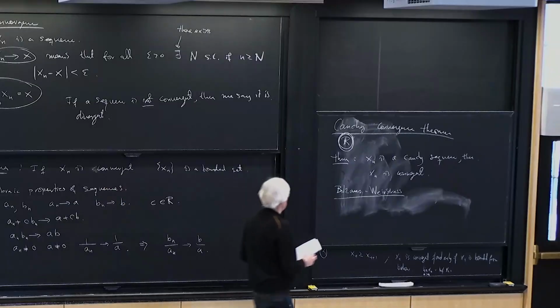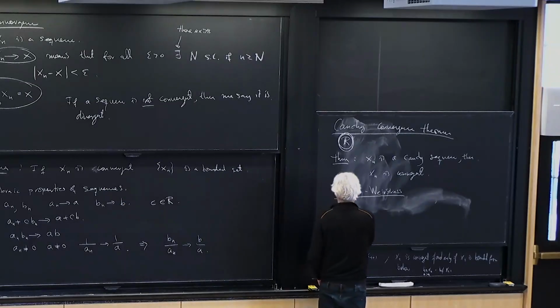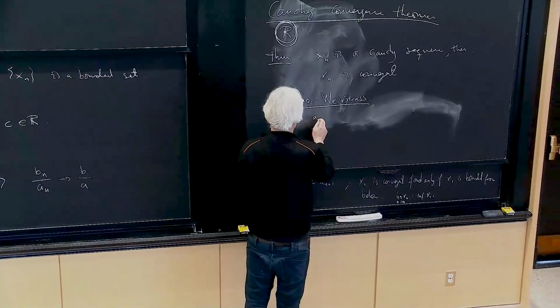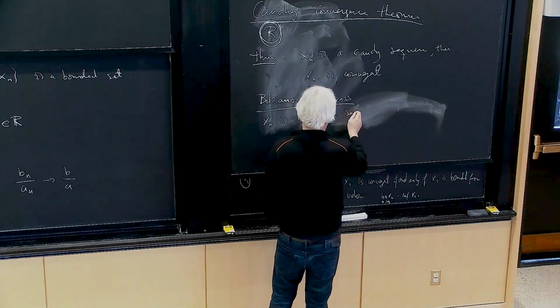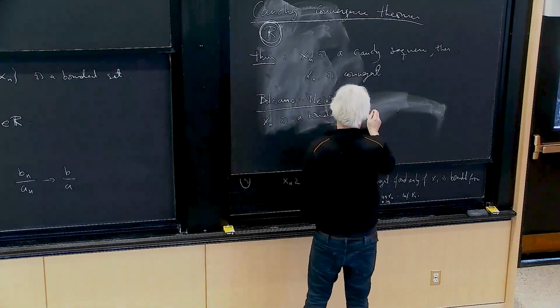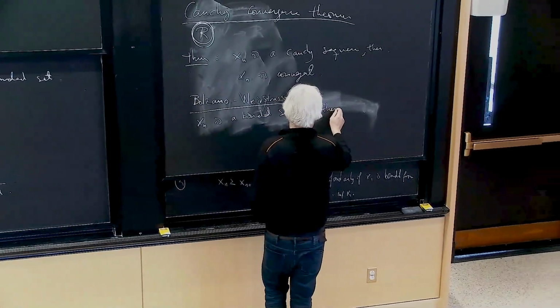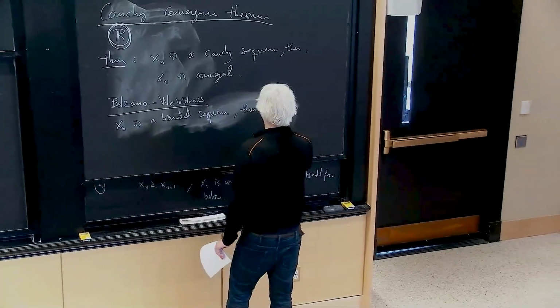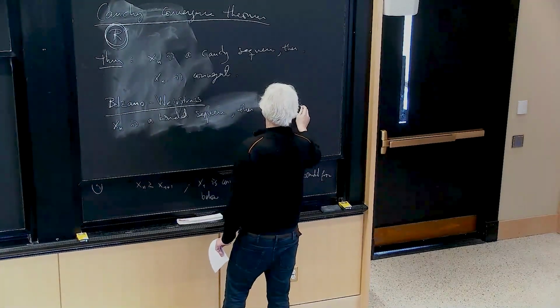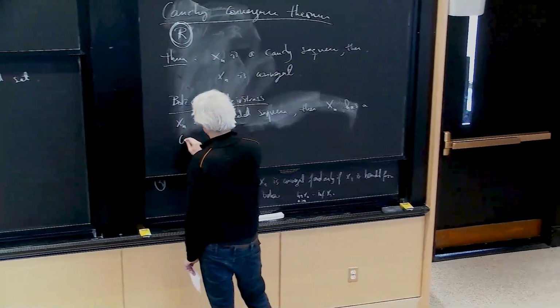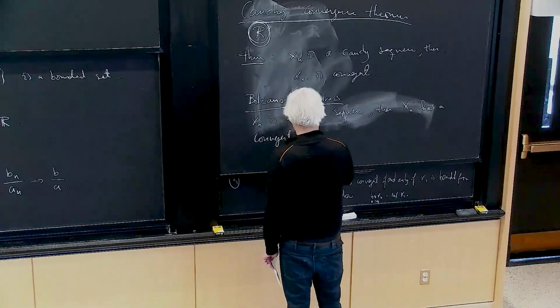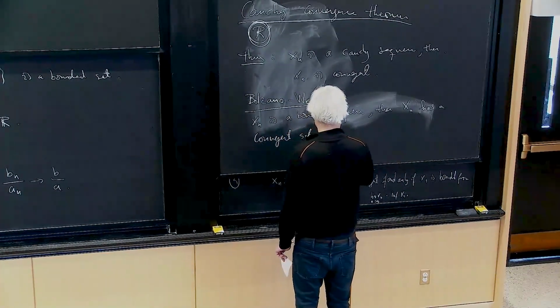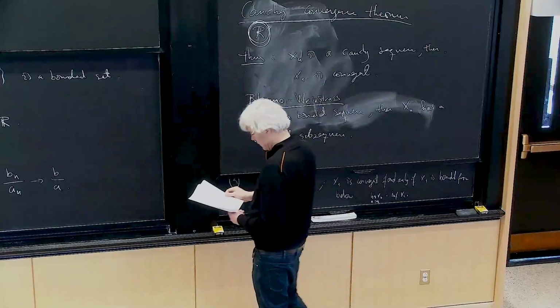So the Bolzano-Weierstrass theorem says that if xn is a bounded sequence, then xn has a convergent subsequence. Okay, so that's the Bolzano-Weierstrass theorem.